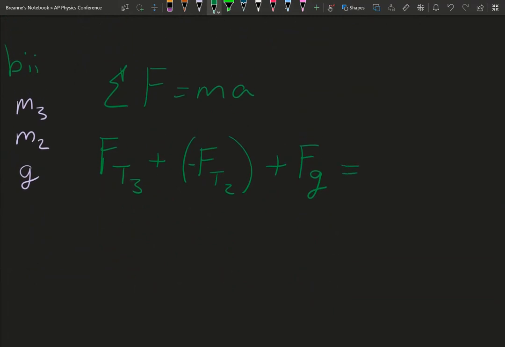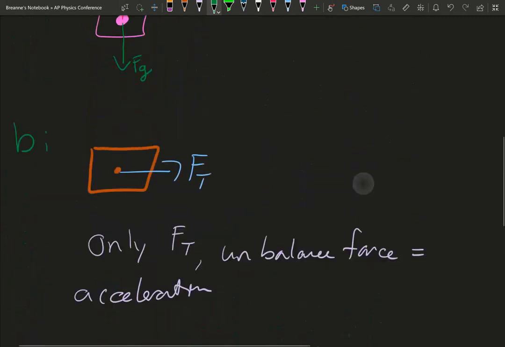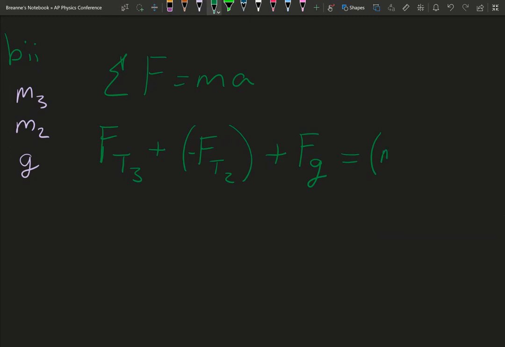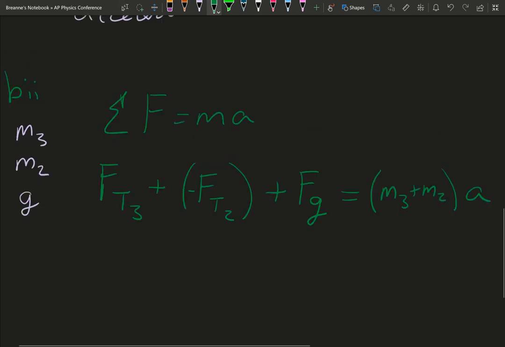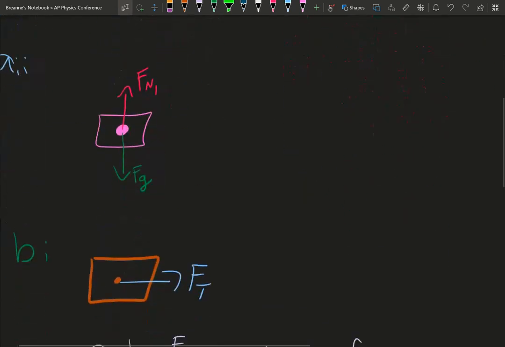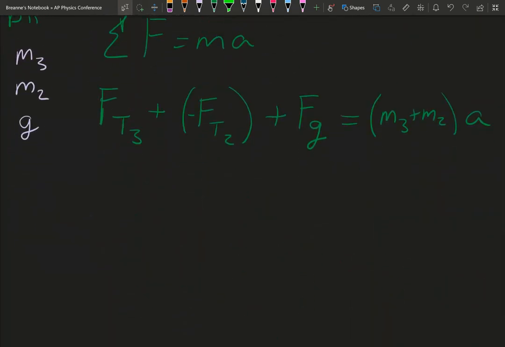And that equals, because we're dealing with two objects, we have to deal with total mass. So our mass is both masses added together: mass 3 plus mass 2, times acceleration. You treat it as a system. Since it's moving together as a system, you need to take both masses into consideration. Since this is positive and this is negative, the tensions cancel. So you're just left with your force of gravity equals m3 plus m2 times your acceleration.